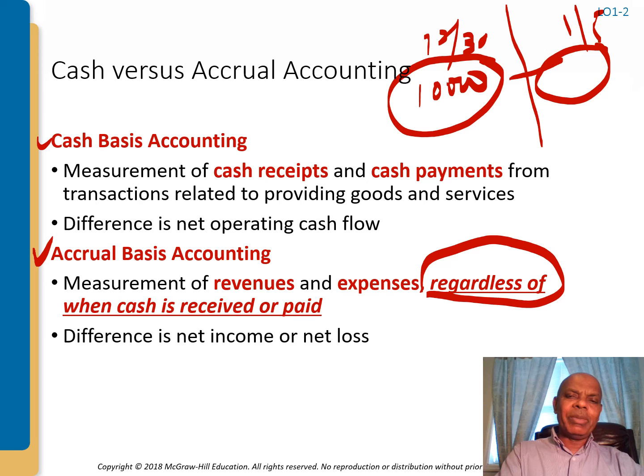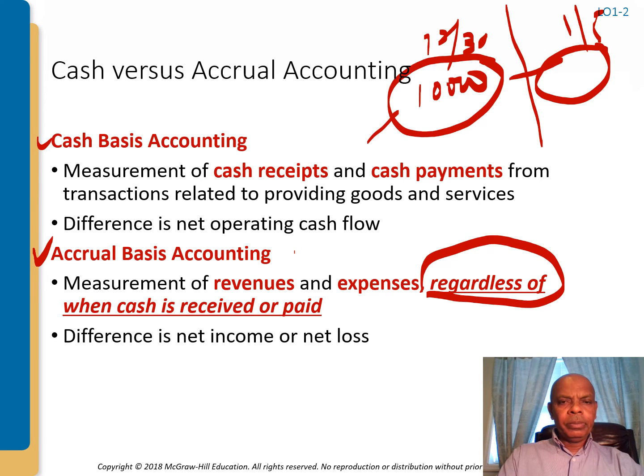Now suppose in the same example, you made sales of $10,000 on 12/30 and you didn't get the cash, but still, on accrual basis accounting, you're supposed to report that as income for that year, not when you receive the cash. Keep that in mind. Okay, now when you use accrual basis accounting, you have revenue, rather income, and expenses.